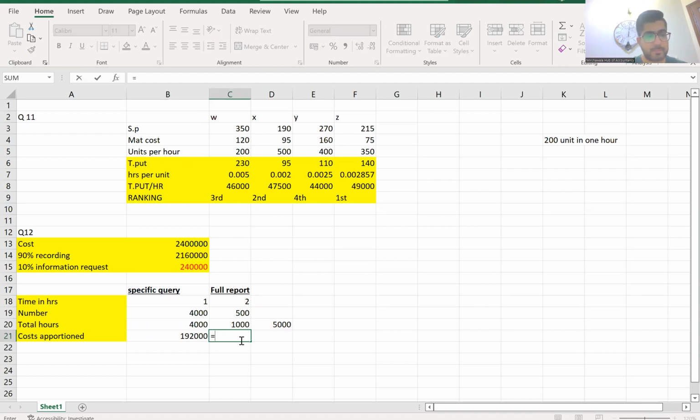It's on the basis of time. So time is 1,000 hours divided by total 5,000 into amount 240,000. So you have got the cost of both.